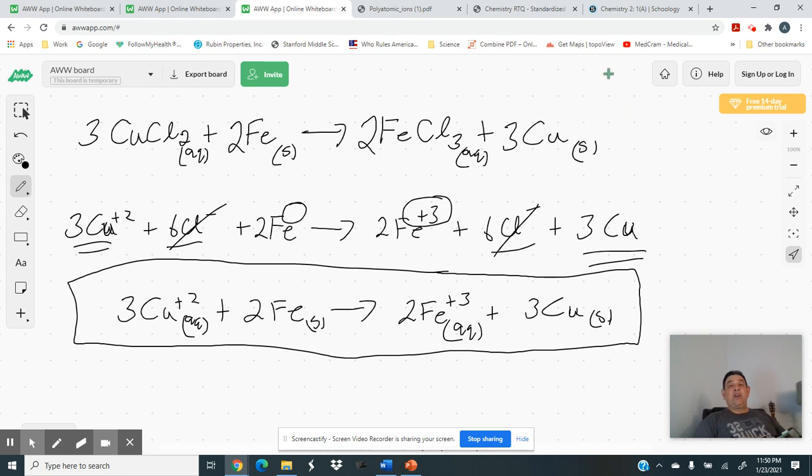Okay. All right. So I hope this is helpful for your worksheet. This is what you're going to be doing on the assignments on the worksheet. All right. If you have any questions, let me know.